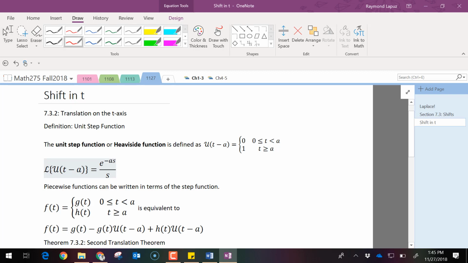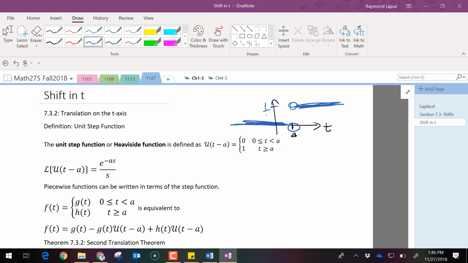So just a picture of this would look something like this. This is your t-axis, and then let's say a is over here somewhere. Your function is going to look like it's equal to this, and then equal to that. So it's a unit step function. Oh, this is 1. There's going to be another important function that we're going to study next time. It's called the Dirac delta function. But this step function allows us to do some shifting in the t-axis. So this is the definition of the unit step function.